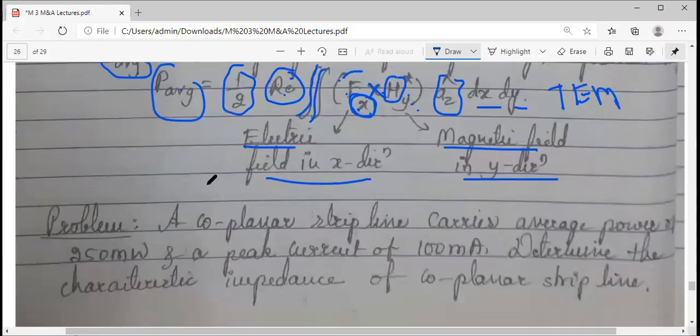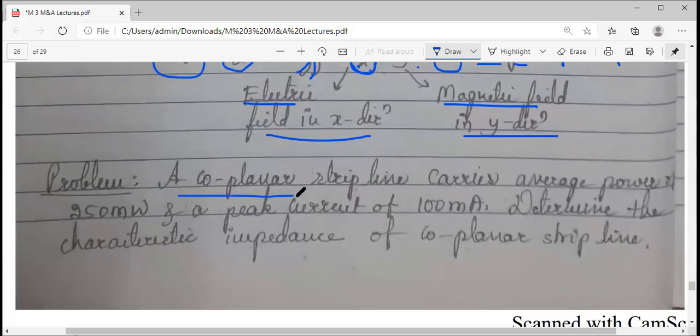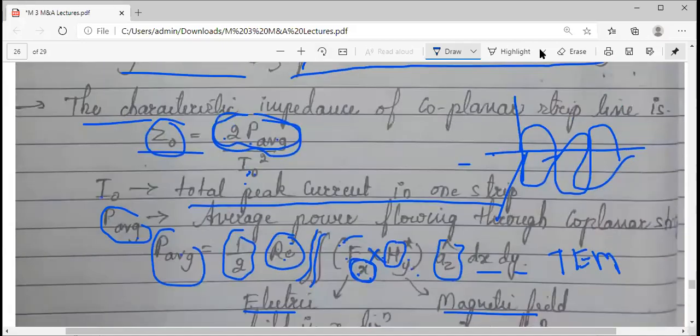So there is one simple problem here I have listed. A coplanar strip line carries an average power of 250 milliwatts. So what is the data given to you in the formula?